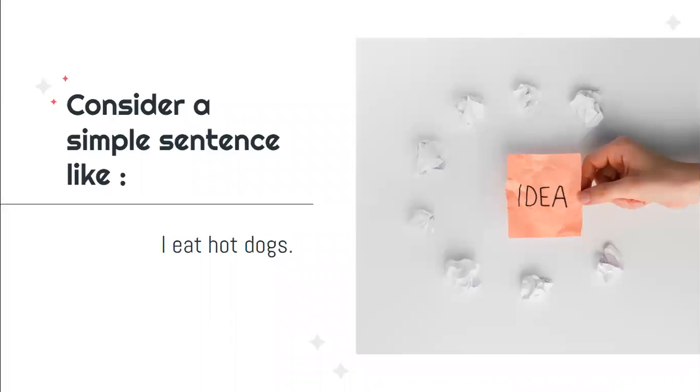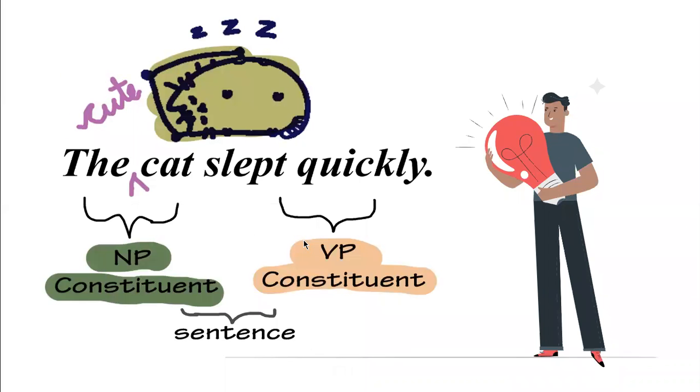Consider a simple sentence like "I eat hot dogs." You have the subject, the person doing the action, you have the action itself, and then you have the object, the thing or person receiving the action. Let's see another example. Okay, as you can see, it's a good sentence using perfectly the SVO structure and syntax. You have the noun phrase, the verb phrase, and this is a complete sentence.